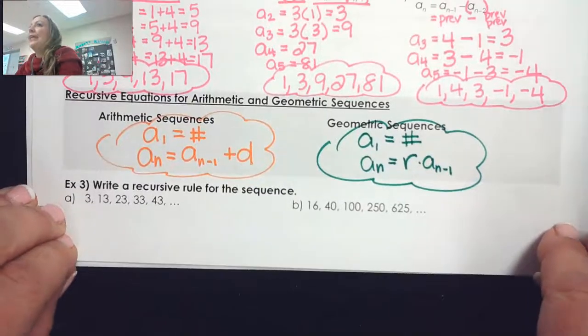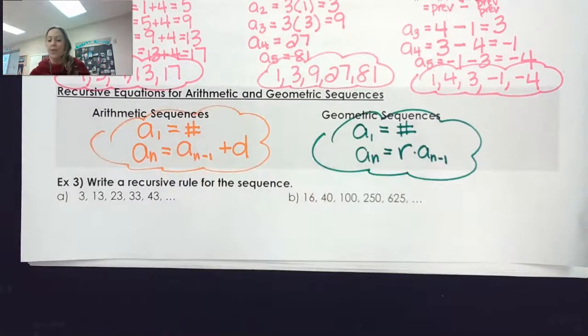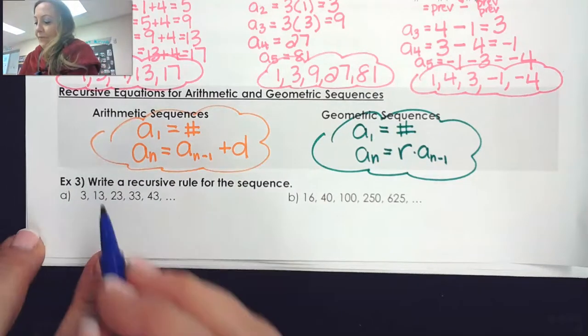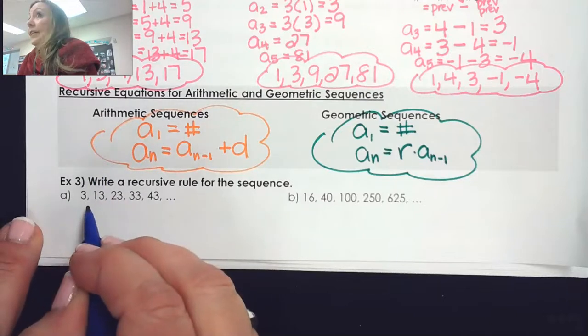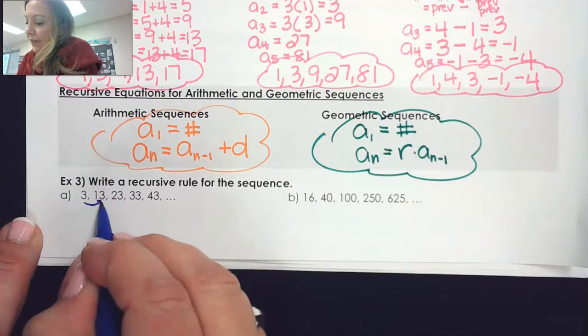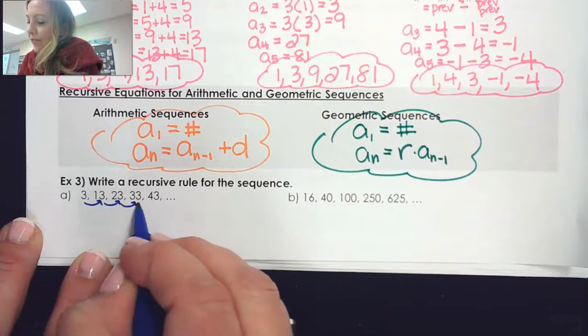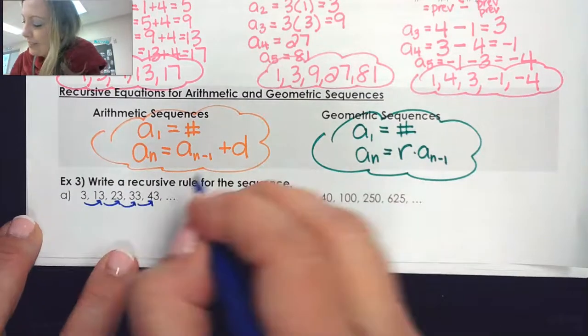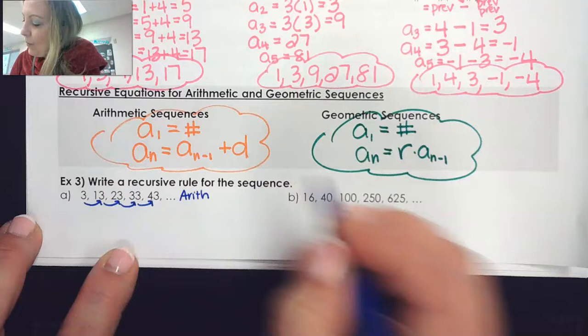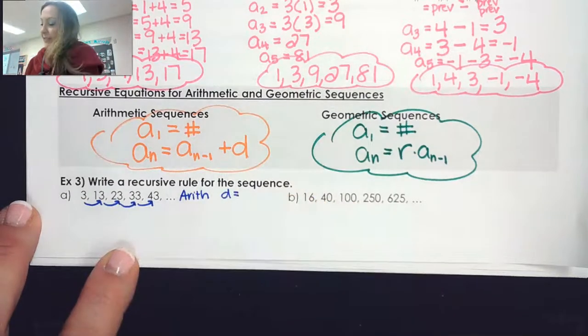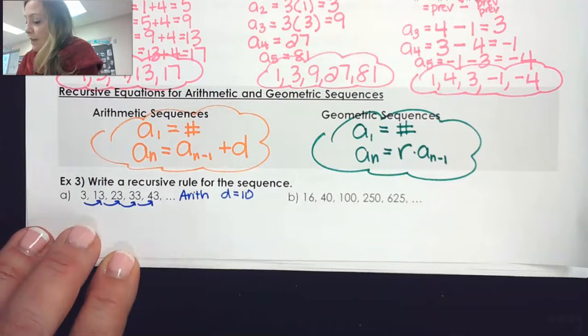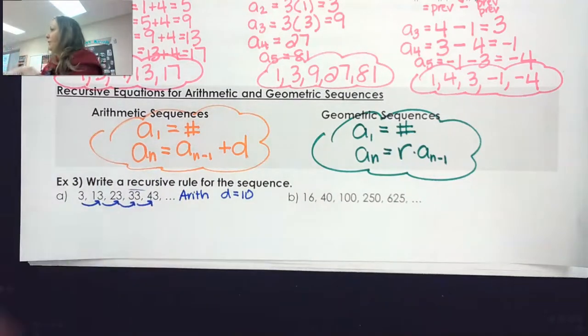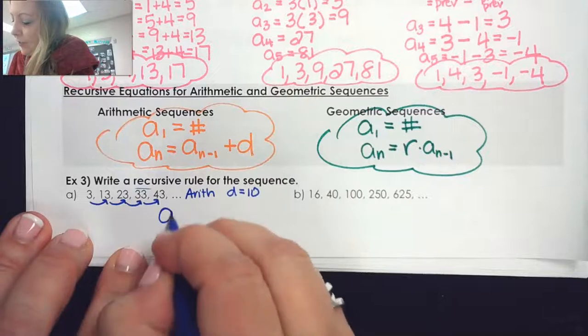So in example 3, let's use these rules to write a recursive rule for the sequence. So letter A. First, let's determine what type it is. Does this look like it is arithmetic, geometric, or neither? Good. This looks like it is arithmetic. And when it's arithmetic, what's the common difference? 10. Good.